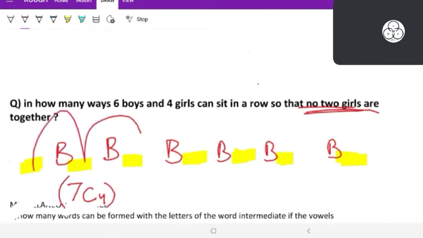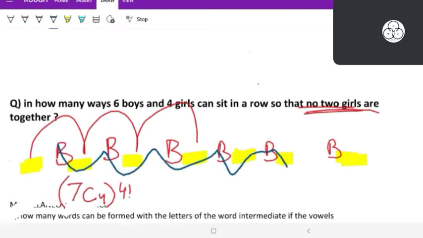Now the girls are different, so they can be arranged among themselves in 4 factorial ways. And the boys are also different. They are not the same. So they can also be arranged in 6 factorial ways, and this is the answer. So this was the gap method.